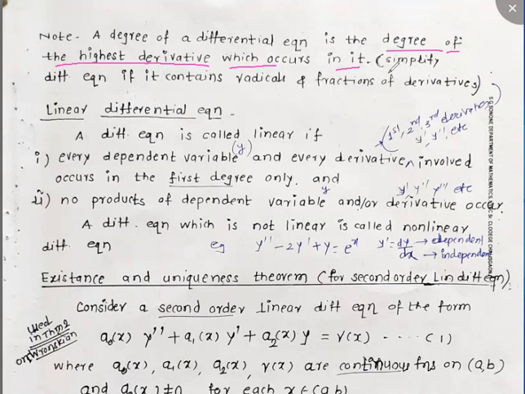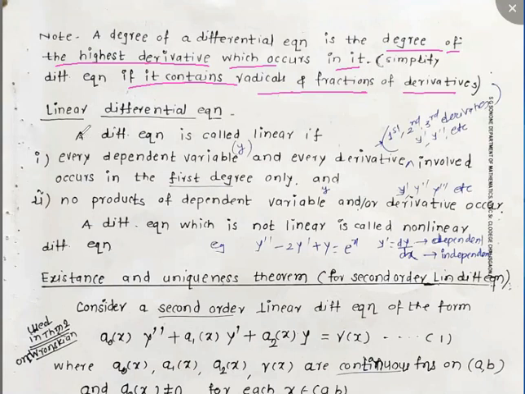So before finding the degree, simplify the differential equation if it contains fractions and radicals of the derivative. That means if it contains something like dy by dx with power 1 upon 3 and so on, or 2 by 3 and so on. So first simplify these fractions and then decide the degree of the differential equation.